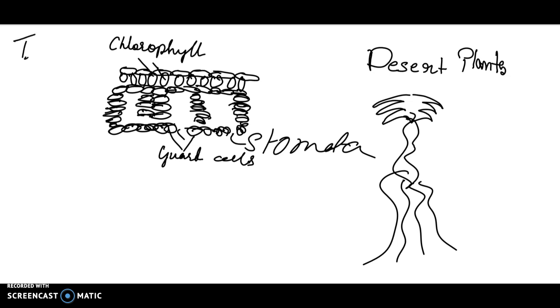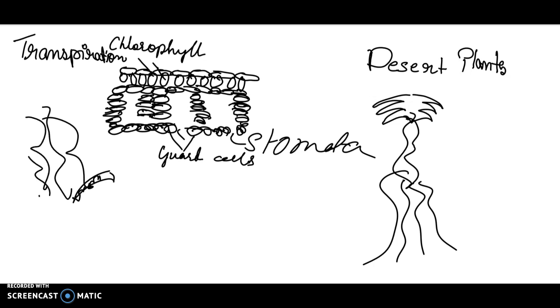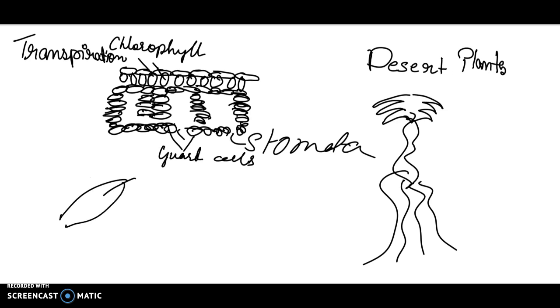If I say transpiration, it is through the stomata only that they lose water in the form of water vapor. When the water comes here, like this is the leaf, and through the sunlight transpiration takes place, I think only during the day. Mind that.